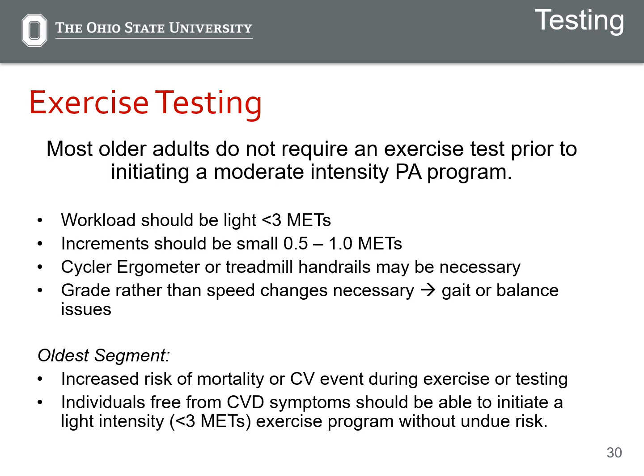Again, considerations for grade rather than speed changes, especially when you have somebody who has gait or balance issues when you move up the class rank for aging. So 60 to 65 may be different than 75 to 80. So just be cognizant of that. The oldest segment, they have an increased risk of mortality or cardiovascular event happening during that exercise testing. So anyone who's free from those symptoms should be able to initiate that light intensity, again, less than 3 METs without undue risk.